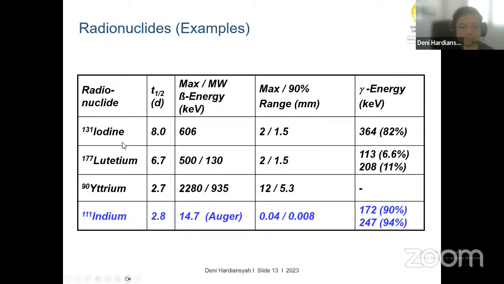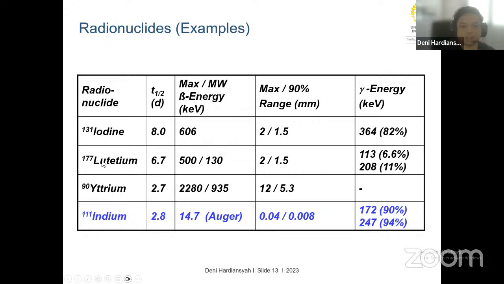So we also use lutetium and also yttrium for the therapy. And then why? Because the energy is high. And then also we can label these to different types of drugs. For example, for neuroendocrine tumor, we can label these to octreotide, for example, or PSMA for prostate cancer, for example.